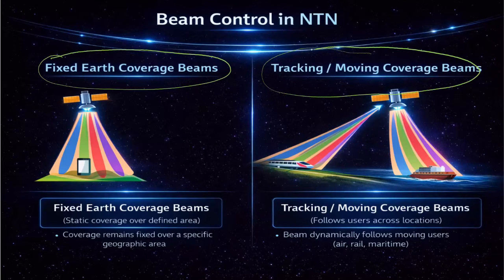So let's start with earth fixed beams. In these, the beams are fixed on the earth surface. Even though the satellite is moving, the beam stays locked to a specific geographical location. So how does it work? The beam continuously tracks the location of the mobile station, for example. If the mobile is moving, the beams are also moving. So the beams continuously track a fixed location on Earth, and the satellite adjusts the beam direction dynamically.